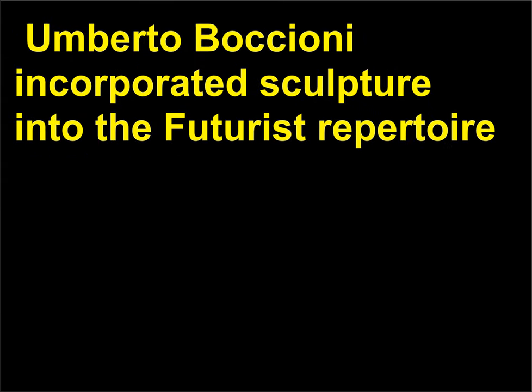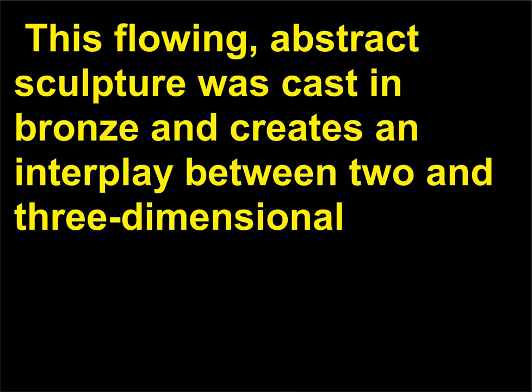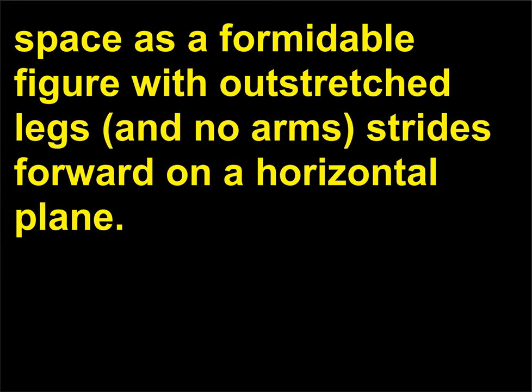Umberto Boccioni incorporated sculpture into the futurist repertoire with works such as Unique Forms of Continuity in Space, 1913. This flowing, abstract sculpture was cast in bronze and creates an interplay between two- and three-dimensional space as a formidable figure with outstretched legs, and no arms, strides forward on a horizontal plane.